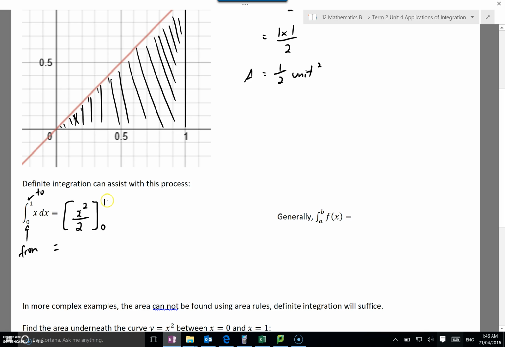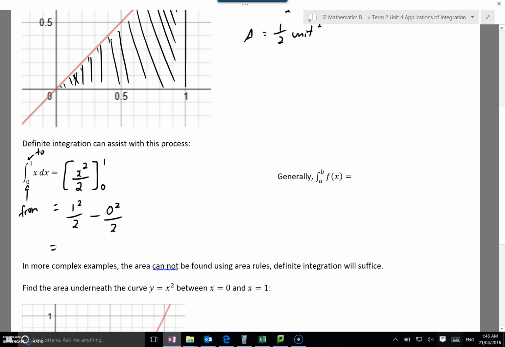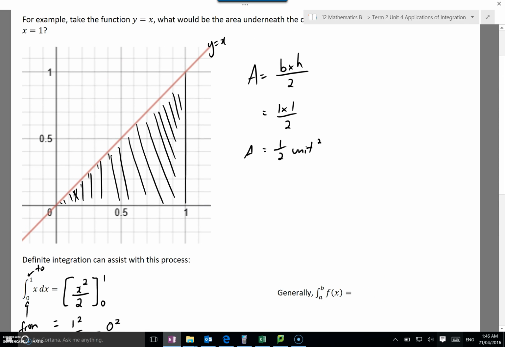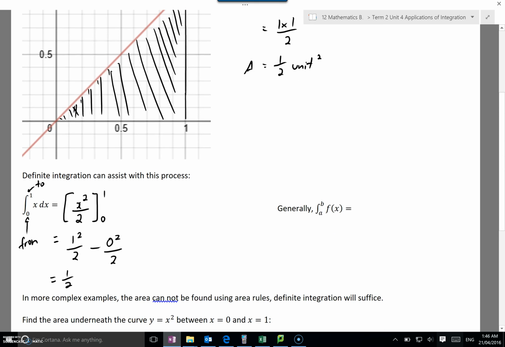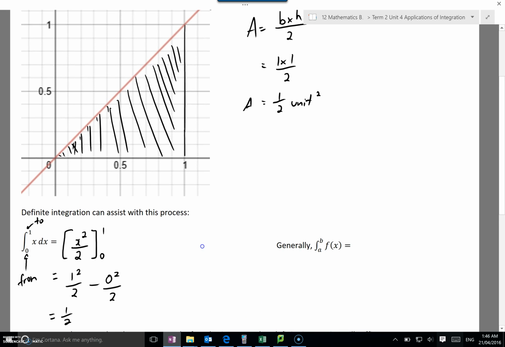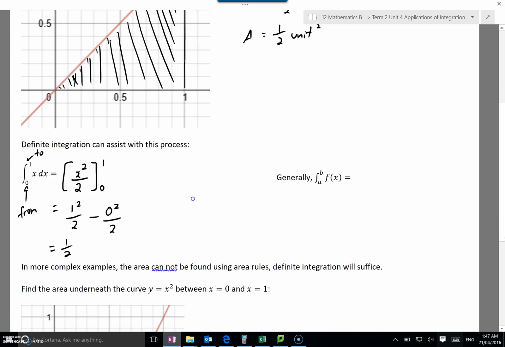So what I need to do now is substitute in the 1 here, 1 squared on 2, and then subtract the 0 substituted in there, 0 squared on 2. If I evaluate this in my calculator, I'll end up with just a half, exactly like I did when I just found the area of the triangle. There's heaps of theory you can look into for how this works, but for our purposes, we're happy that this definite integration process will help us find areas under curves.